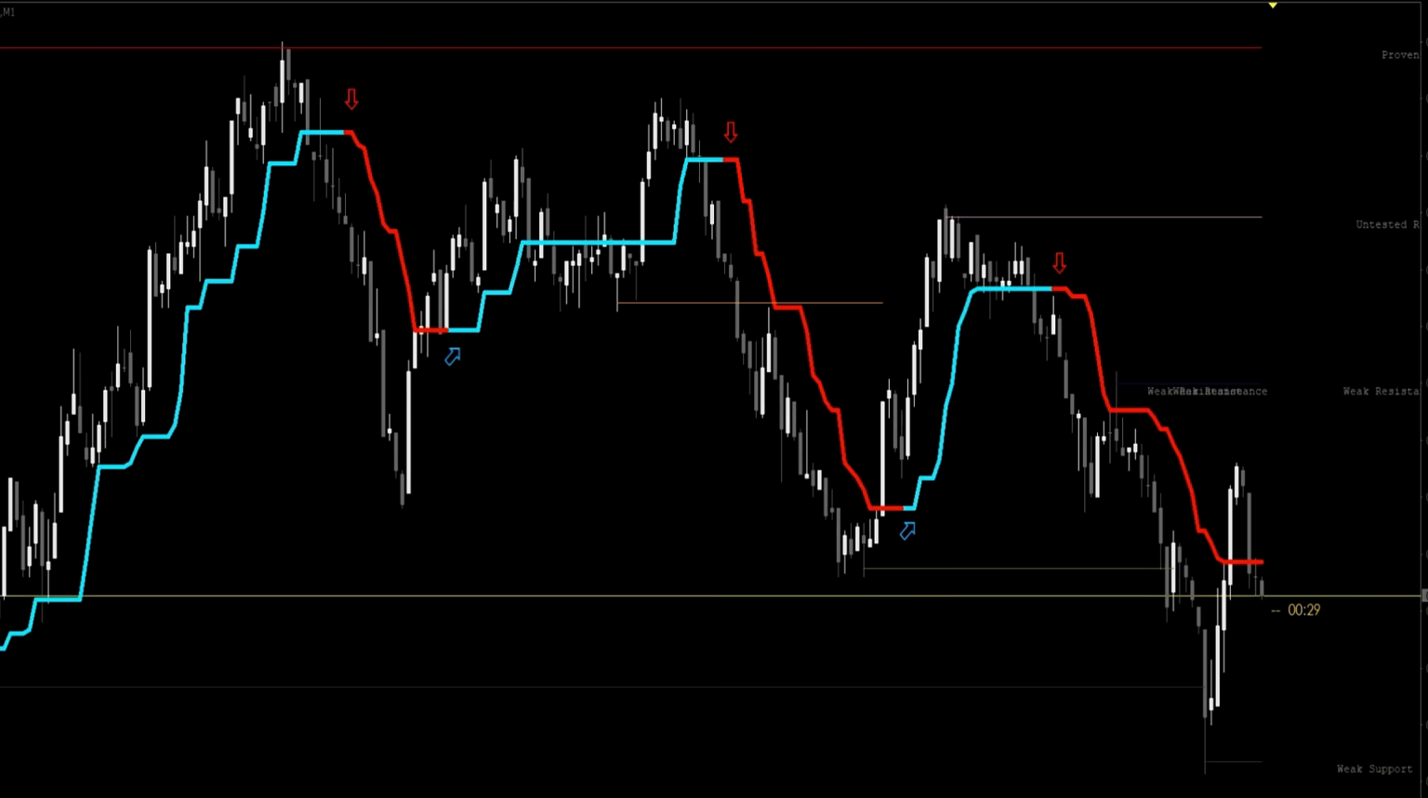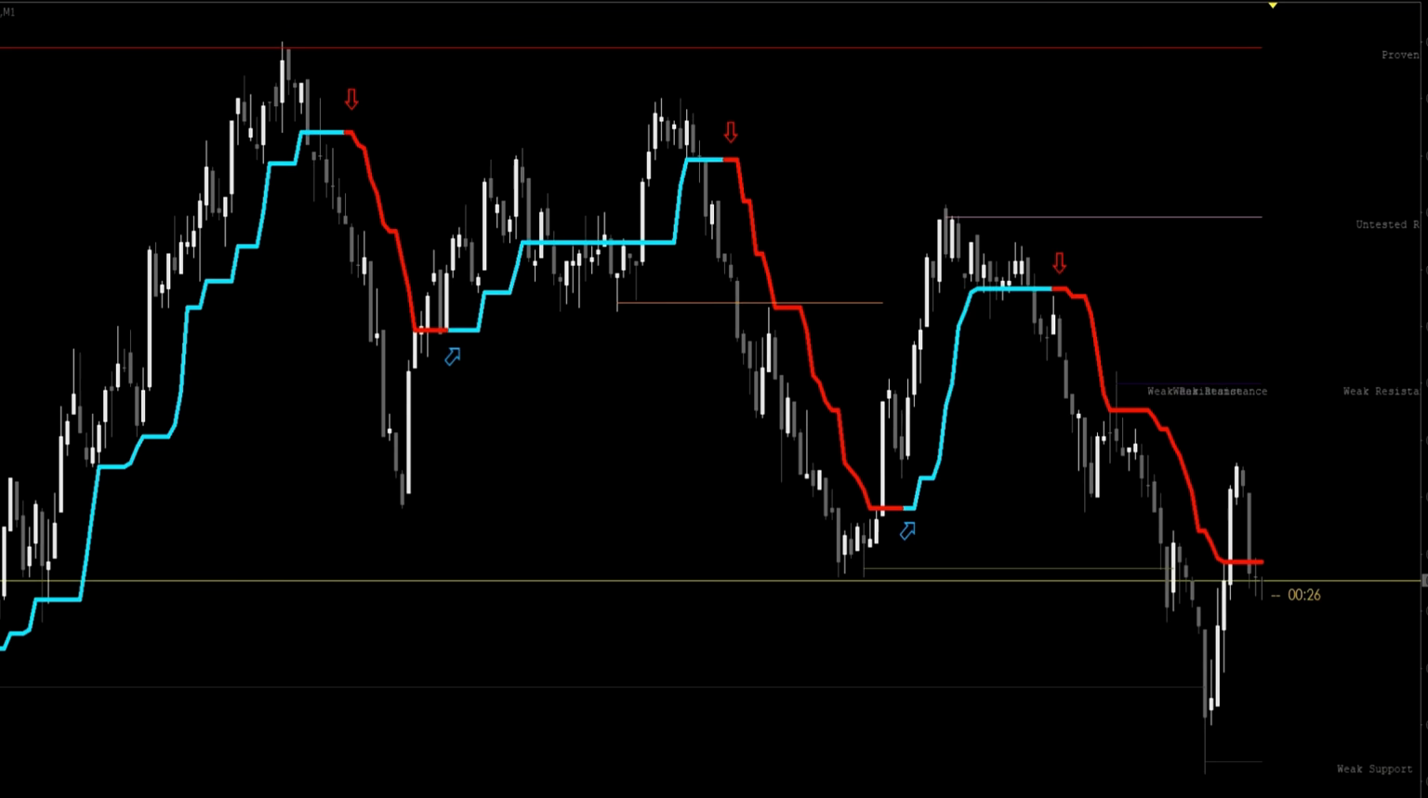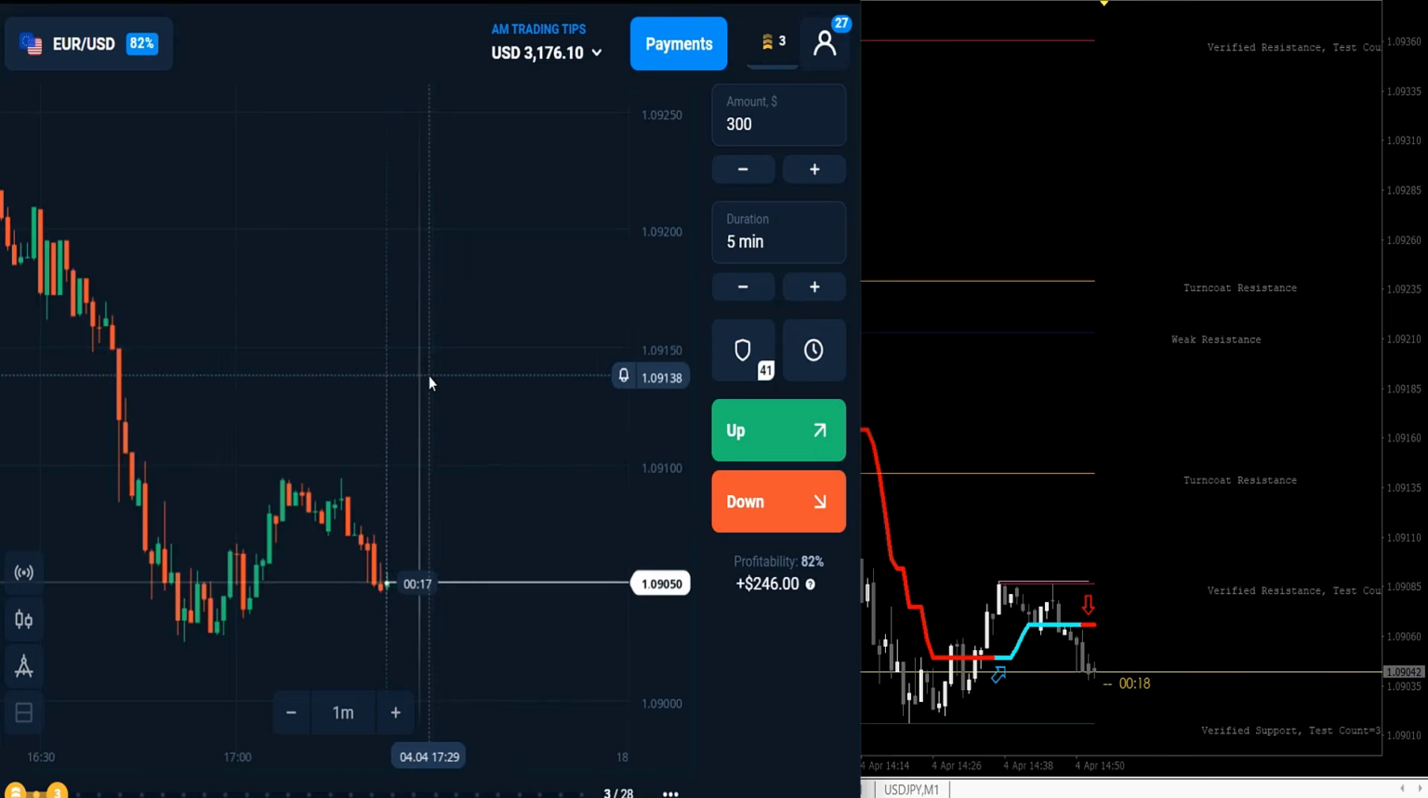Now that you know the rules, talk is cheap. It's time to put this to the test. Watch closely as I take some live trades using these exact rules. Pay attention to how I wait for the candle to close and check the support/resistance before entering. Let's see the results. Take a look at this setup.